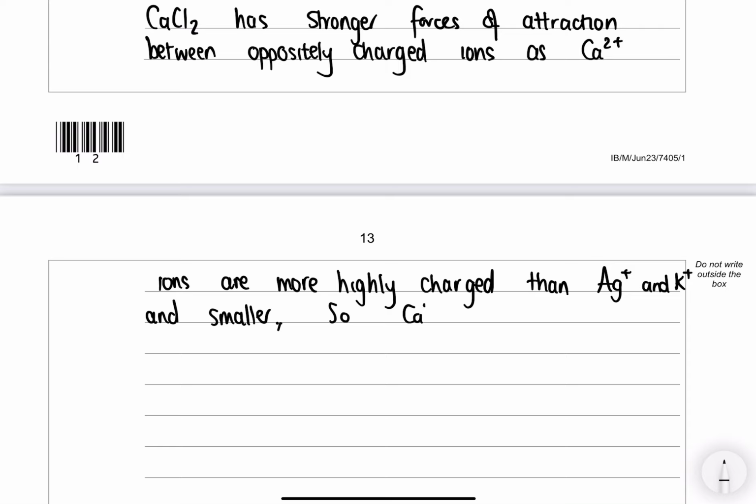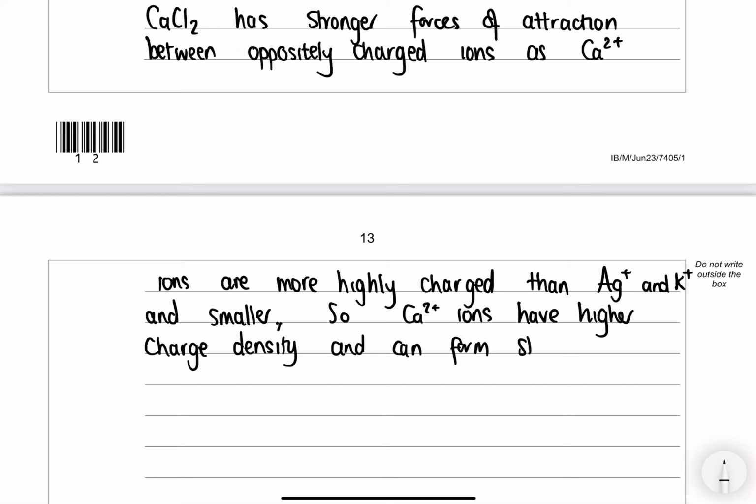So Ca2+ ions have higher charge density and can form stronger attractions to Cl- ions. So that's our first bit. Okay, so that's our first kind of part of the answer.